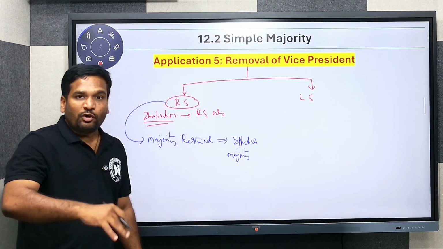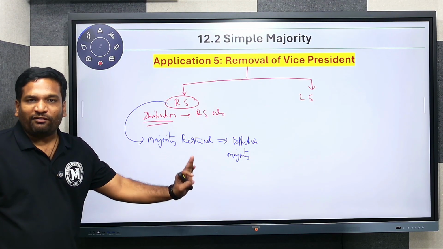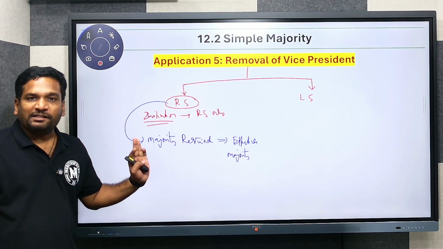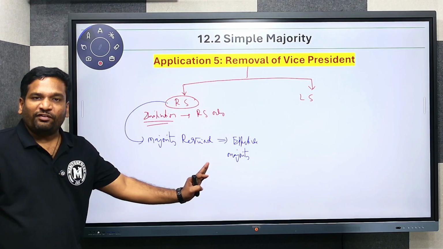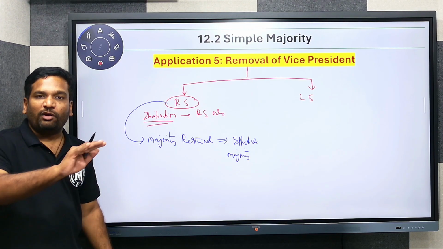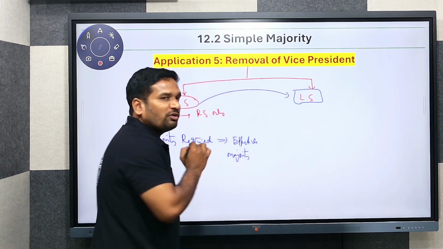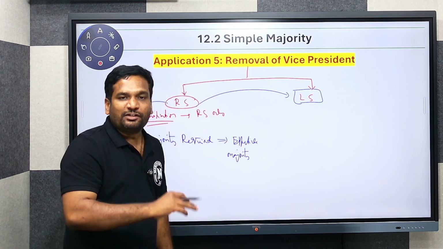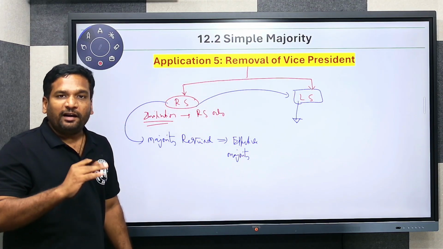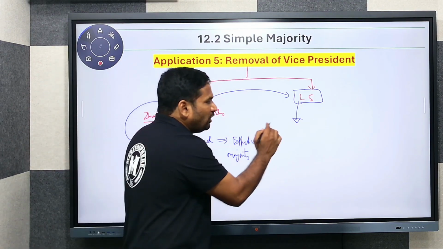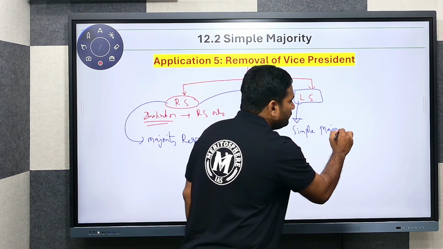Whereas in Lok Sabha, after the resolution put forth in Rajya Sabha for the removal of the vice president, and the Rajya Sabha has said okay with the use of effective majority, that particular resolution is sent to Lok Sabha. Lok Sabha takes up the matter and puts it to vote. Under such circumstances, in Lok Sabha, that resolution requires simple majority.